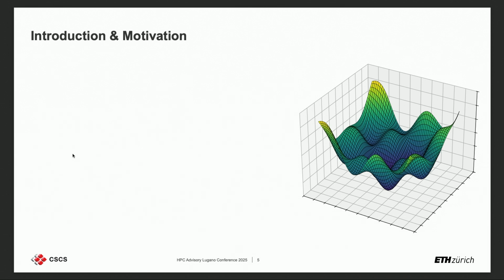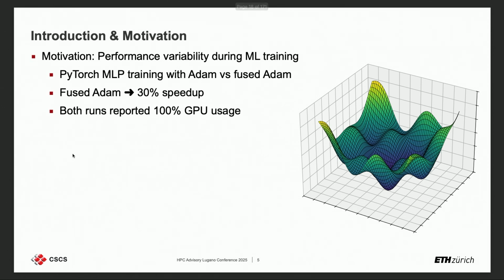Well, at the time I was working part-time at CSCS, and a colleague of mine came to me and told me, hey, I ran this tiny PyTorch experiment where he trained a small neural network with two different implementations of the Adam optimizer. One was the standard Adam that you have in PyTorch, and the other one is a fused implementation of Adam, which does some further optimizations to do more computation on the GPU. And what he noticed was that fused Adam was running 30% faster, so the time to solution was improving. But at the same time, both runs were reporting static 100% GPU usage.